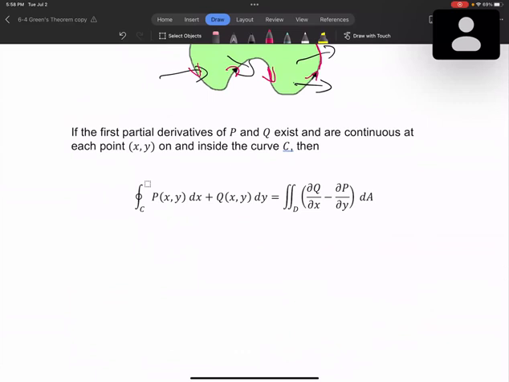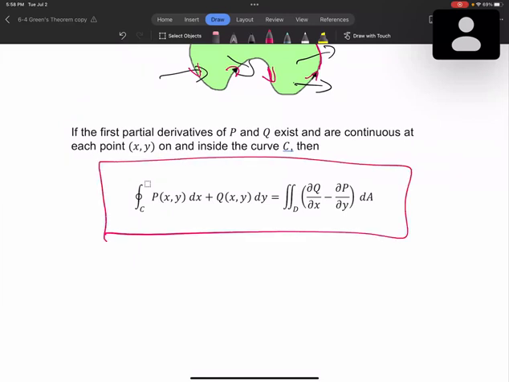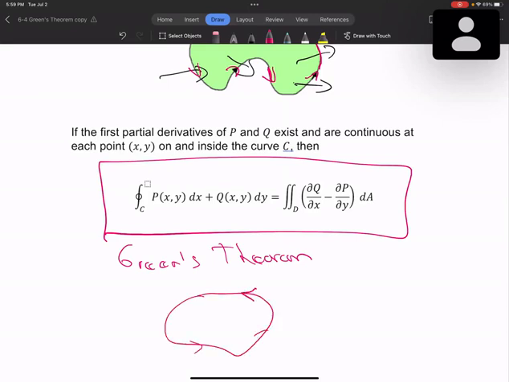Okay, so if the first partial derivatives of P and Q exist and are continuous at each point on and inside the curve C, then this is Green's theorem. But again, the curve has to be like this, in this direction, and it has to be a simple closed curve with positive orientation.